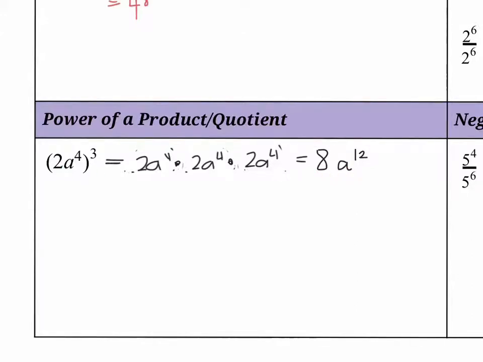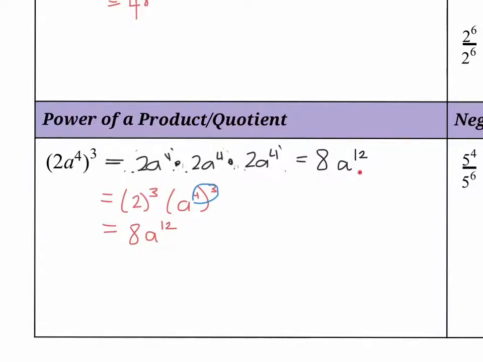What's a faster way that we could do it instead of writing it out 3 times? Well, we could apply this cube to everything inside of the bracket. So we could apply it to the 2, and we could apply it to the a to the power of 4. So if we simplify that, 2 to the power of 3, 2 times 2 times 2, we already calculated that, it's 8. And here we know we have the power rule, power raised to another power, so we're just going to multiply those guys, and it will be a to the power of 12.